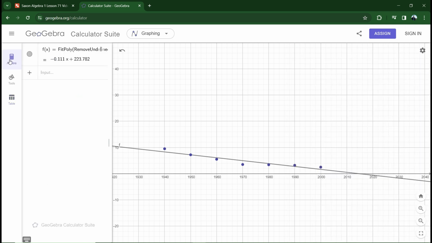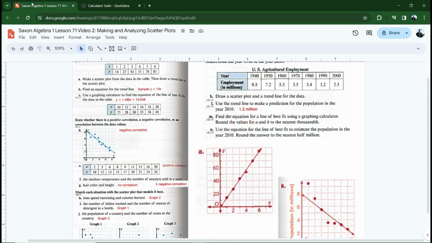All right, let's go back out to the Algebra tab and look at our equation. Negative 0.111x. So our slope is negative 0.111, plus a y-intercept of 223.782. Let's see if we got the same thing that the book got for that equation here. There it is. Yep, there it is.